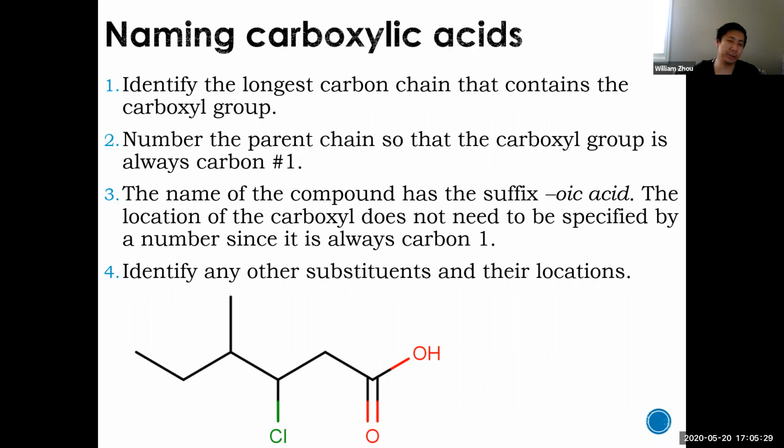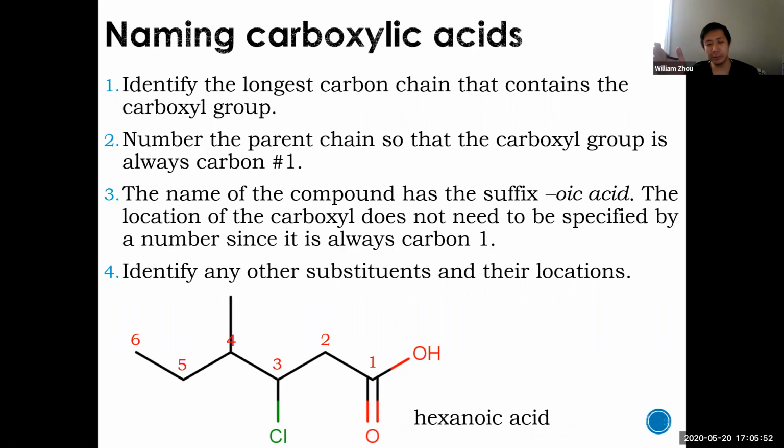So let's actually look at this example on the page. If you count the carbons, there's only really one way to count this. You go from right to left. The carboxyl group is obviously on carbon 1. So this is a 6-carbon carboxylic acid, and we just call this hexanoic acid. The hexa for 6, oic acid for the carboxyl.